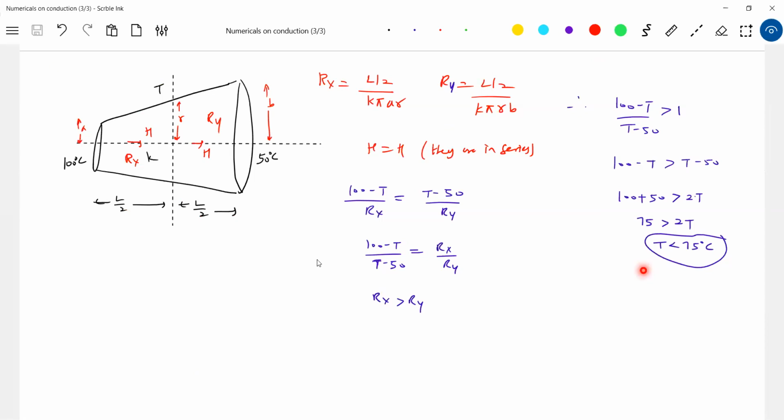Getting some picture of the different shaped rods. What is the thermal resistance? That's what we are discussing here now.